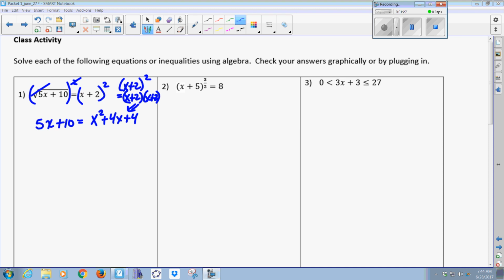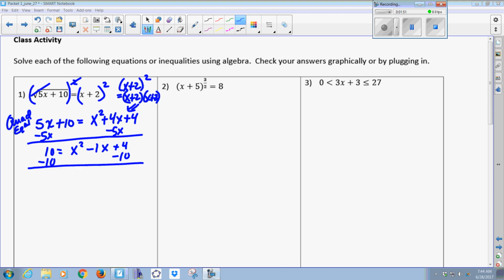Okay, now what kind of equation do we have? We have a quadratic equation. So we know to solve quadratics, we have to get 0 on one side and all the other terms on the other. So we're going to remove the 5x from each side by subtracting it. That gives 10 equals x squared minus 1x plus 4. Now I'm going to remove the 10 by subtracting it. So I get 0 equals x squared minus 1x minus 6. Now your job is to solve this equation for x.